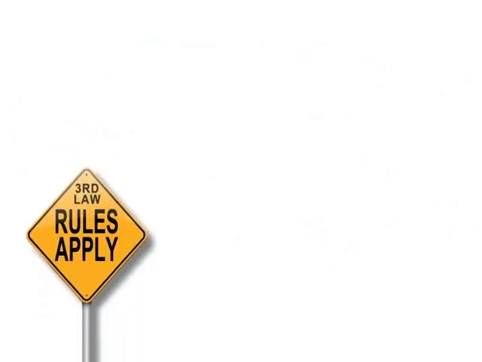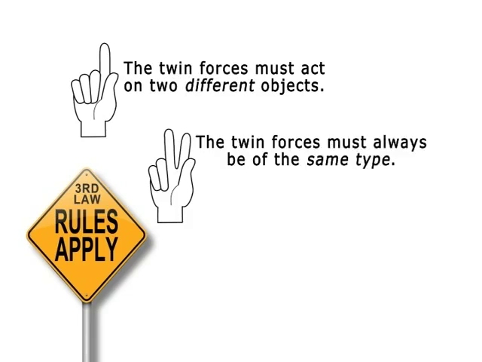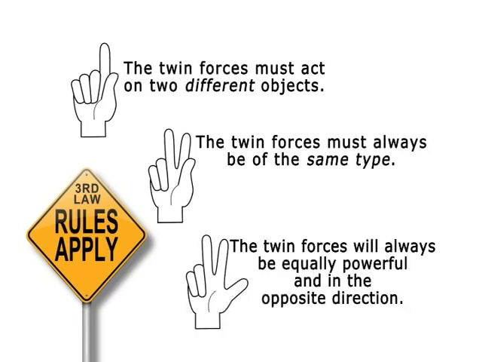There are three rules for Newton's third law to be valid. First, as we just saw, the twin forces must act on two different objects, like the hammer and nail. Second, the twin forces must always be of the same type, like two gravity forces or two friction forces. You don't mix and match forces. And third, they must be, and always will be, equally powerful and in the opposite direction.